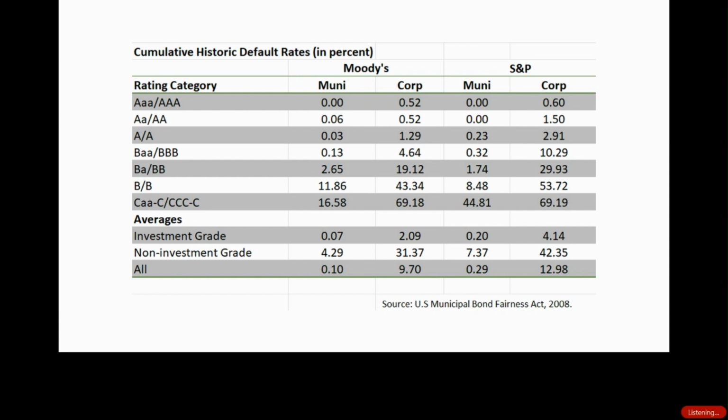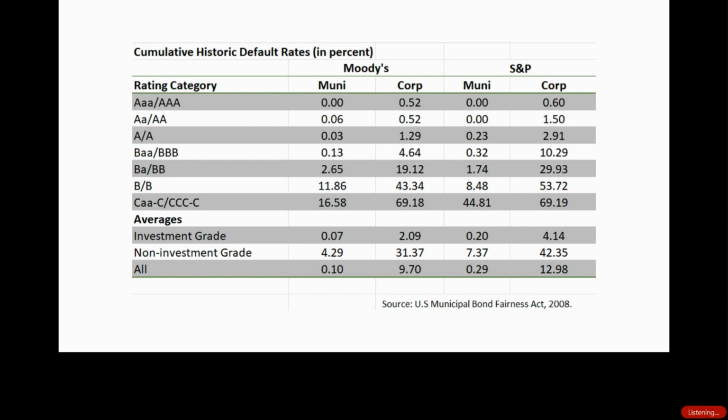So I'm going to put some statistics behind it to show you what some of these ratings equal. Unfortunately, I just have Moody's and the S&P numbers here, but it's pretty neat to look at this chart and see the comparison.